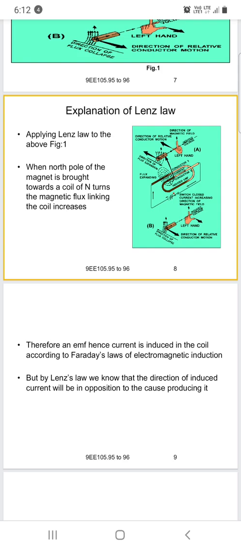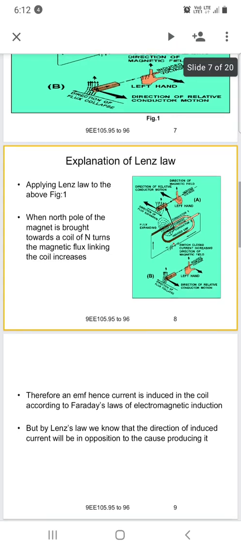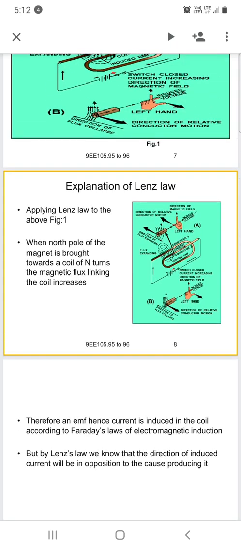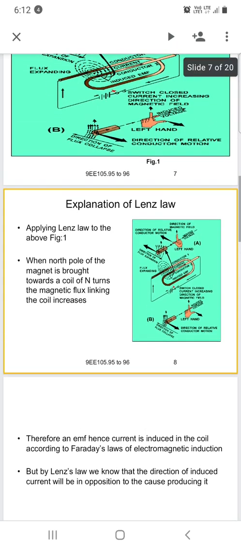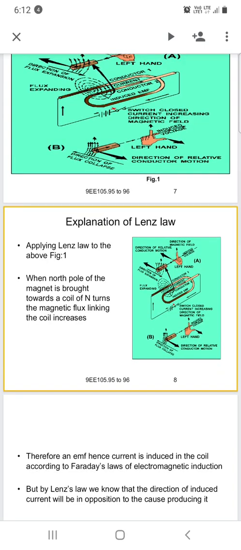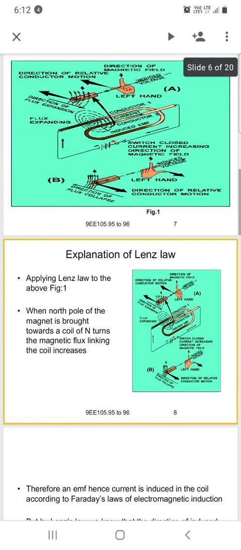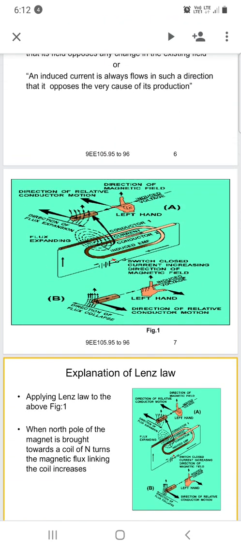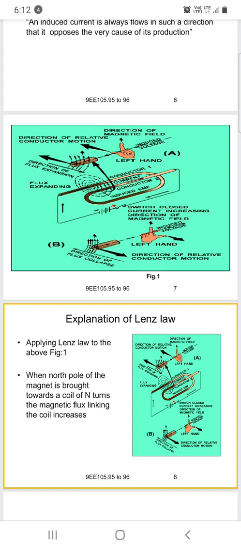In that figure, when the north pole of a magnet is brought towards the coil of n turns, the magnetic flux linkages in the coil increase. So the north pole of the magnet is brought near to the n turns coil or n turns conductor.